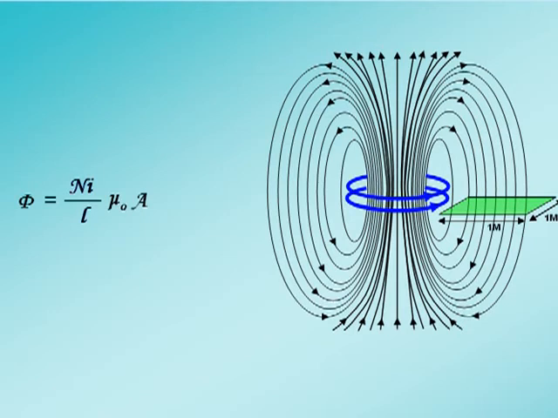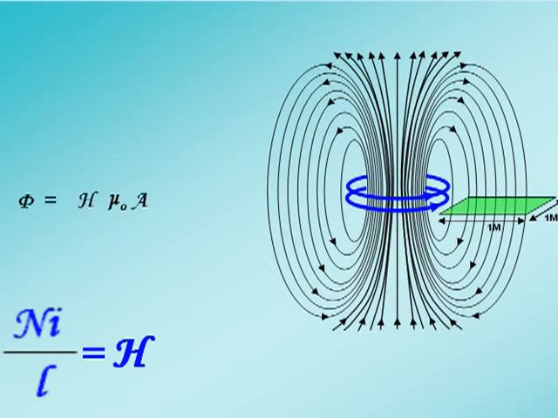Let's see if we can simplify this expression a little bit. The term N times I divided by L has a special meaning in magnetic applications. This is called the field intensity, which is often denoted by the letter H. So if we substitute this back into the original expression, we see that the amount of flux is equal to the field intensity times the permeability of the material times the area. But we're not done yet.